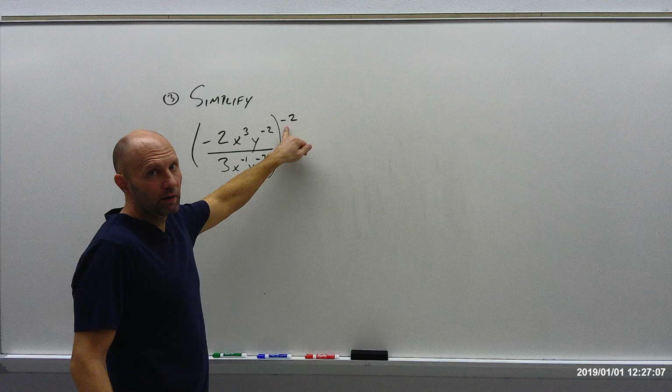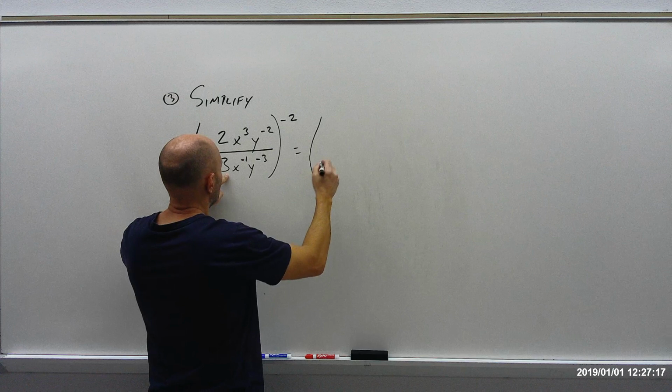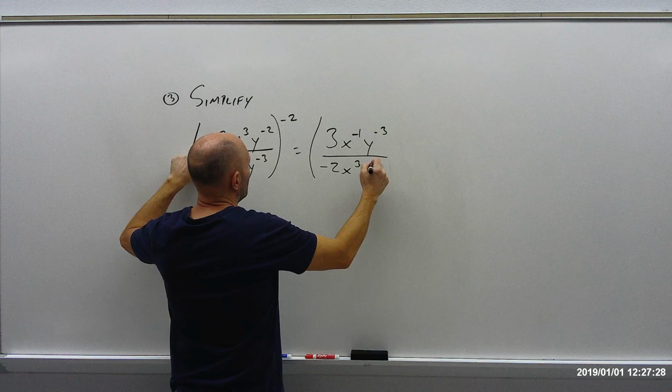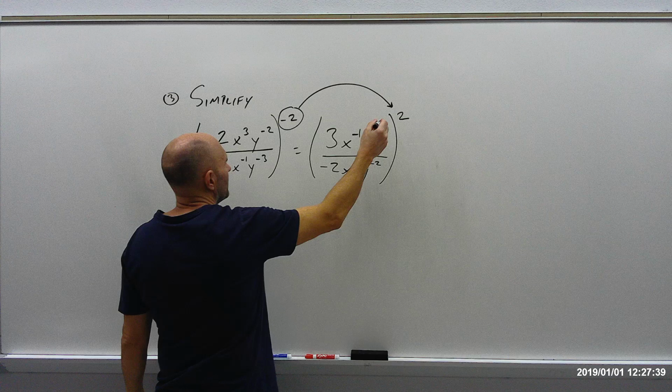And the way we do that is what? We just flip everything inside. Don't change positive or negatives on the inside, just flip them. So whatever was on the bottom, the 3x to the minus 1, y to the minus 3, is now on the top. And then we have negative 2, x to the third, y to the negative 2 on the bottom. And the only thing that changes is this went from a negative 2 to a positive 2 by flipping it. So now we have to bring this 2 into every single piece inside of here.